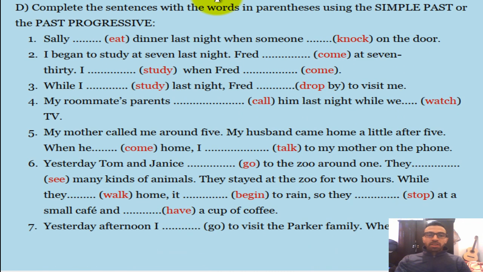Exercise D. Complete the sentences with the words in parentheses using these verbs using the simple past or past progressive.